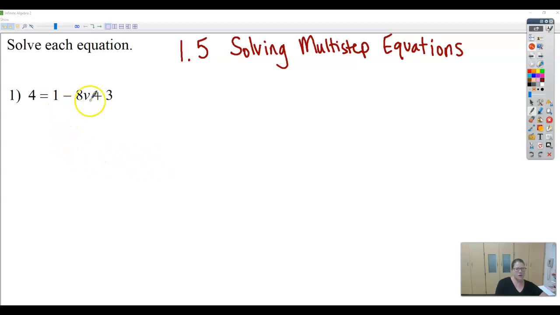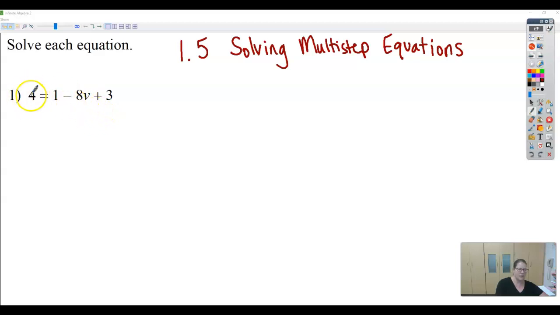Anytime you're looking to solve an equation, what you're really trying to do is figure out what the variable should be that will make this equation true, so that 4 does equal 1 minus 8 times whatever v is plus 3. Basically, when we're trying to solve for v, we're trying to get it all by itself so that we can see what number it should be. We're going to be following the rules of addition, subtraction, multiplication, division. We're going to be undoing steps, but before we do that, we need to make sure that we have simplified each side of the equation as much as we can.